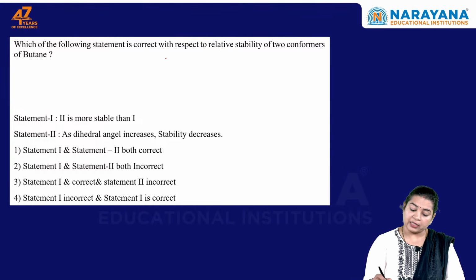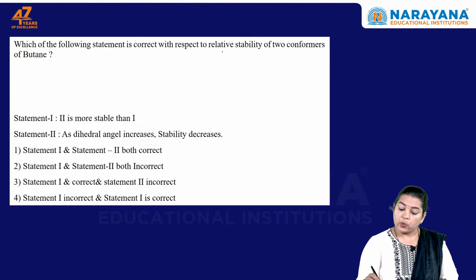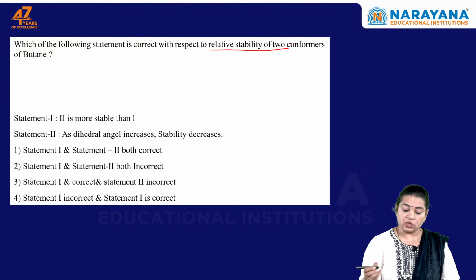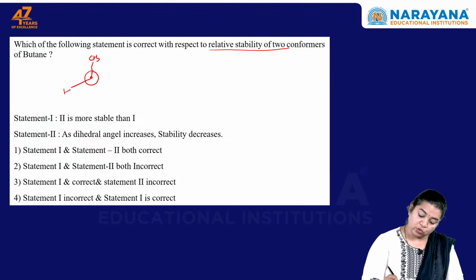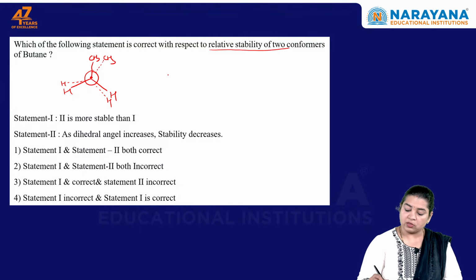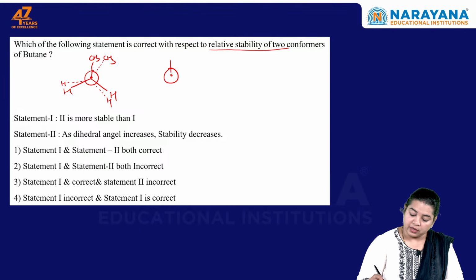Now, which of the following statements is correct with respect to the relative stability of 2 conformers of butane? Now, I have seen what those 2 conformers are, right? But we want you to have the questions as early as possible and it might take some time to type these. So as per my request, we brought it here directly, and I'll draw it for you on the screen.